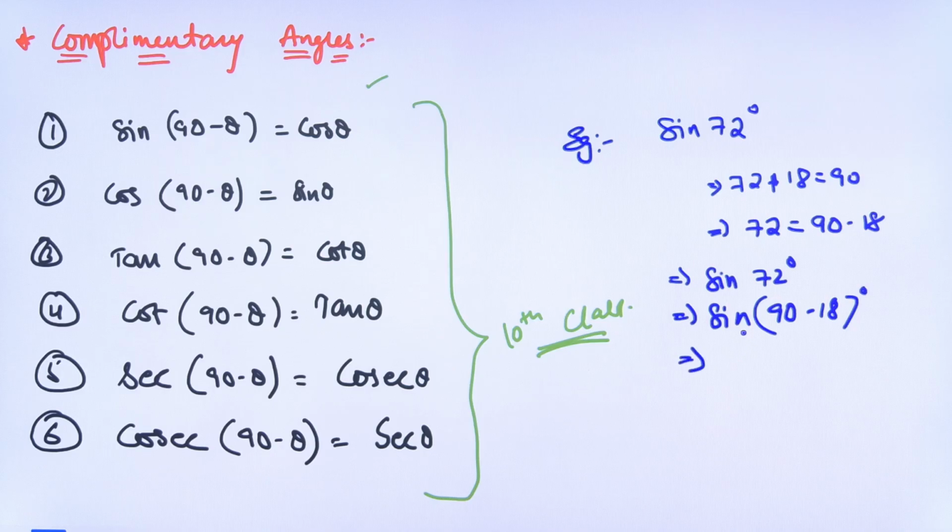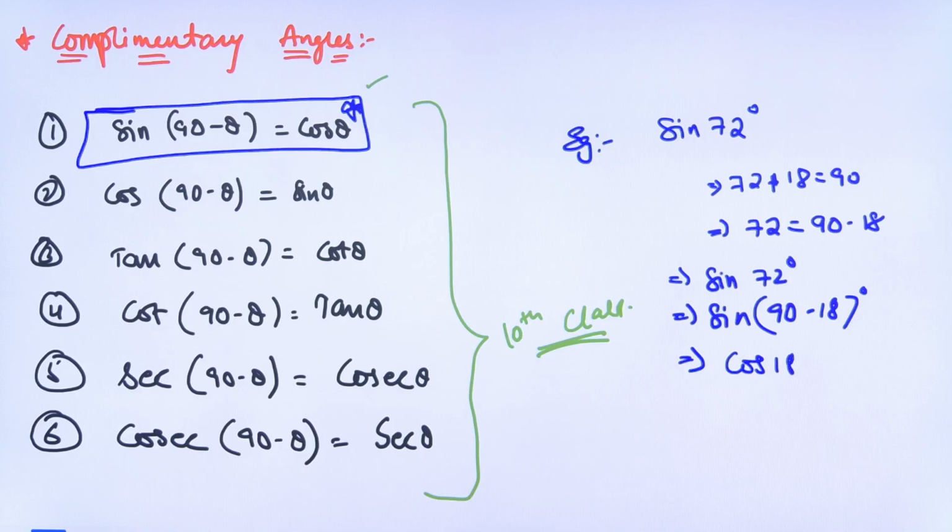Okay, so sine 90 minus 18, see, it's looking like sine 90 minus theta, where 18 is theta here. So sine 90 minus theta can be written as cos theta. This formula I am using here, students. So sine of 90 minus 18 I can write as cos 18 degree. Clear everyone? That means sine 72 degree is equal to cos 18 degree. Clear with this point, everyone?